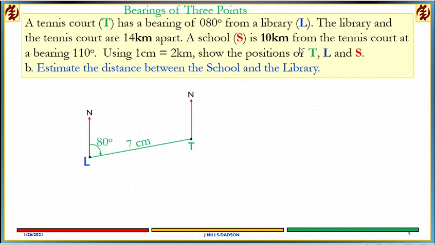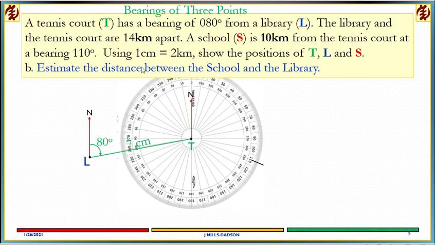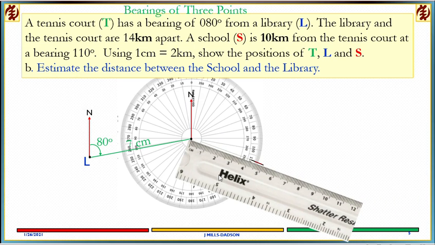So the first one is done. I now know my position of my library and the tennis court. Let's move on with the school. From the tennis court, also from the tennis court north line, we need to measure 110. That's 110, but the distance is 10 kilometers. 1 cm is 2 kilometers. 10 kilometers, 2 times 5 is 10. So 1 times 5, 5 cm. Measure 5 cm.